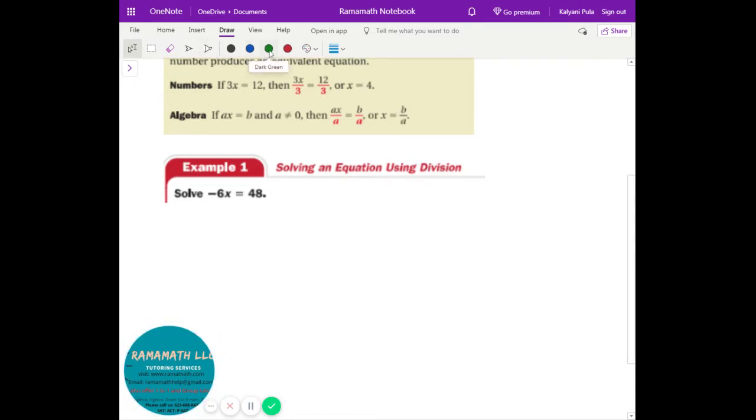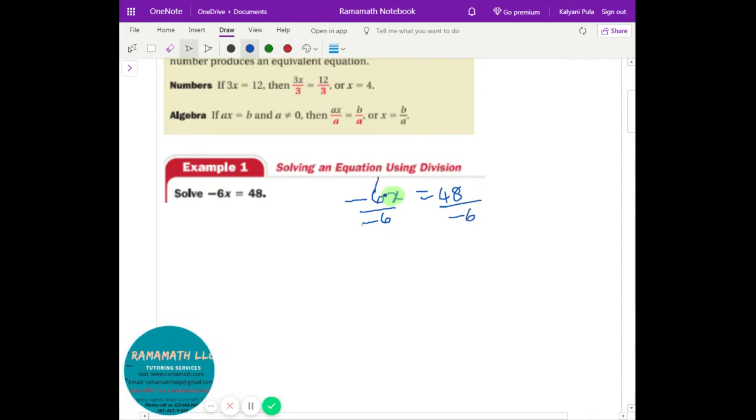Let's look at one of the equations right here: negative 6x equals 48. The first thing you look at is, what is my variable? The variable is x, and you want to isolate the variable. Negative 6x means negative 6 times x, so negative 6 is a multiplication here. When it is a multiplication, the inverse process is you divide. So divide by the number next to it.